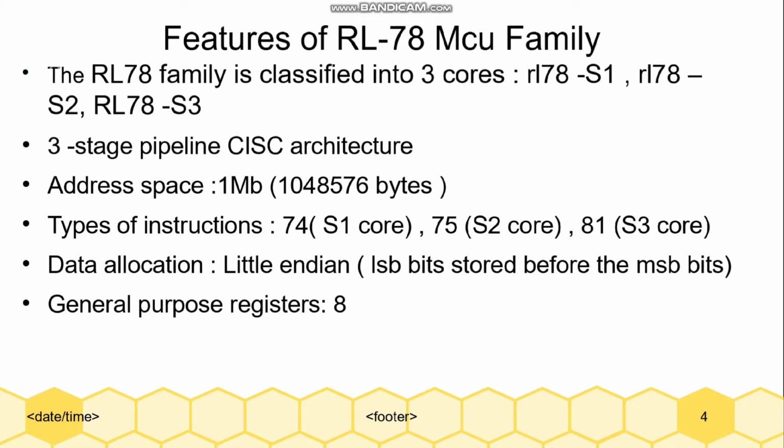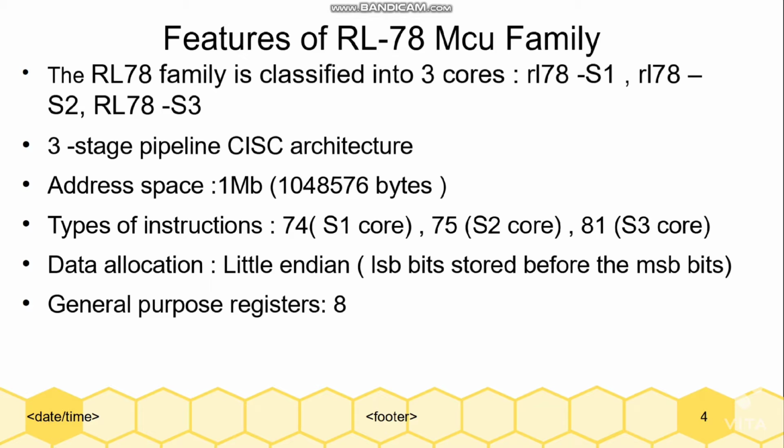Now let's see about the features of the RL78 MCU family. The RL78 family is classified into three cores: S1, S2, and S3. It has a three-stage pipeline CISC architecture. CISC means complex instruction set computer. It has an address space of 1 megabyte. The S1 core supports 71 types of instructions, S2 core supports 75, and S3 core supports 81 respectively.